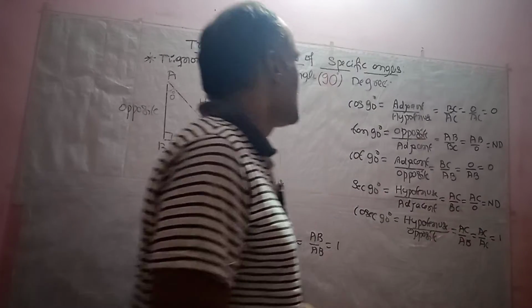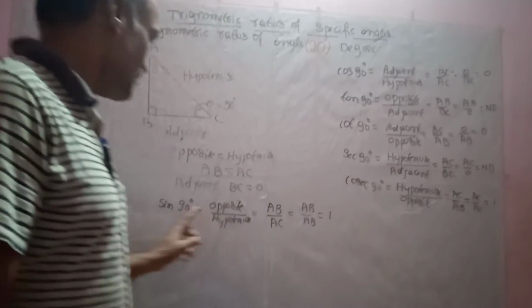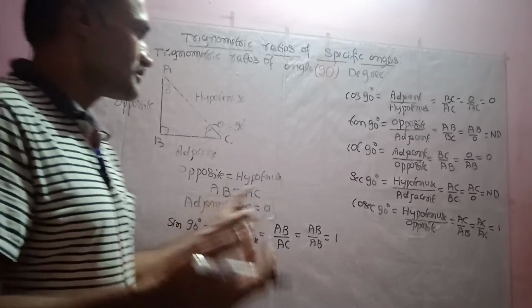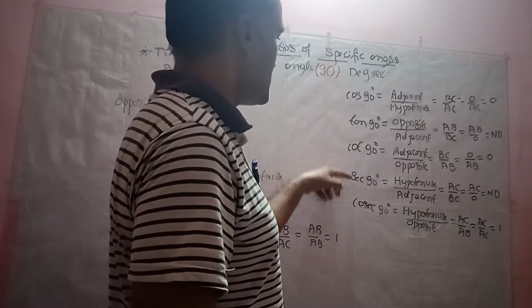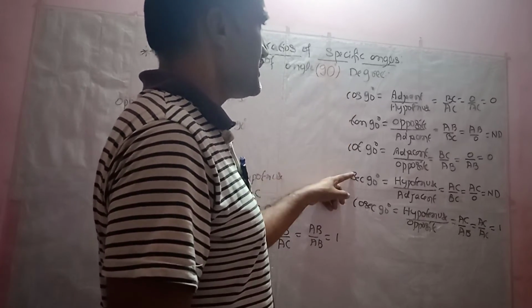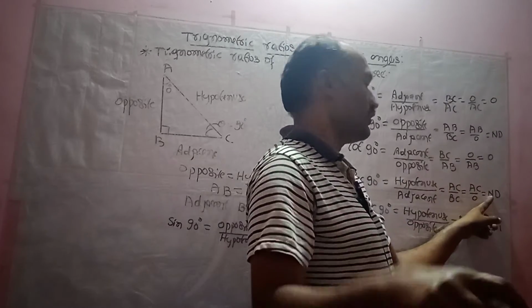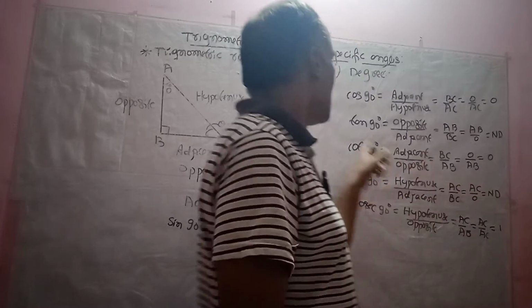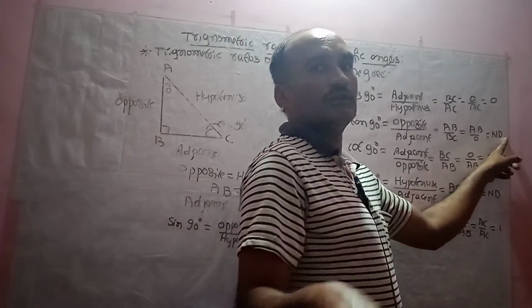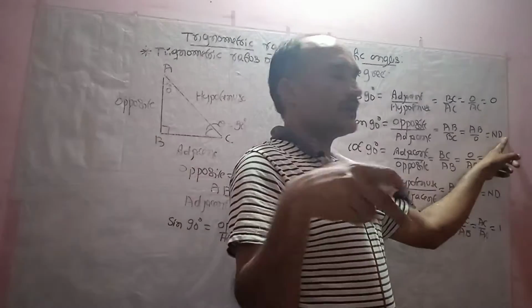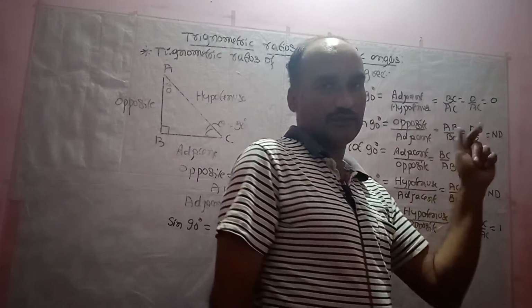Look here, student. Sine and cosec are reciprocal to each other. So sine 90 and cosec 90 are both 1. Cos and secant are also reciprocal to each other. When cos is 0, its reciprocal is 1 divided by 0, which is not defined. And tan and cot are reciprocal to each other. Tan is ND, and its reciprocal is 0, so cot 90 is 0.